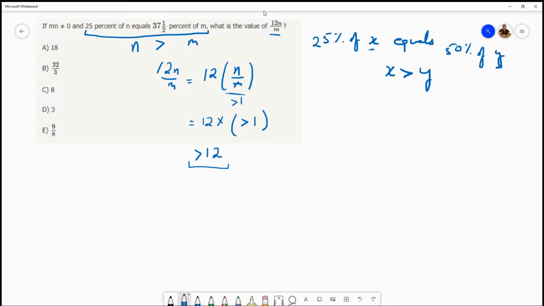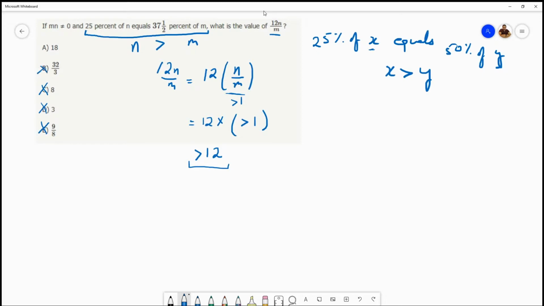Let me get into the answer choices to see if I can eliminate any. 9 by 8, that's 1 point something, definitely less than 12, can't be the answer. 3 less than 12, gone. 8 less than 12, gone. B, 32 by 3. 36 by 3 would have been exactly 12. 32 by 3 would be 10 point something. 33 by 3 would have been 11. So this value here is less than 11. Therefore, definitely less than 12.